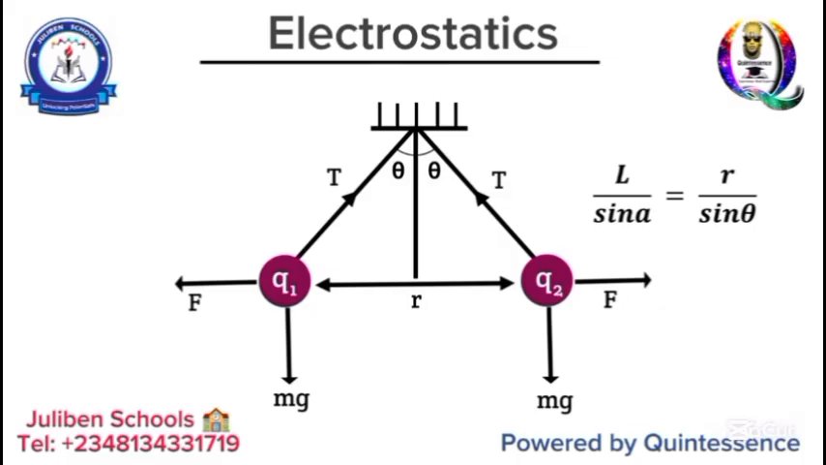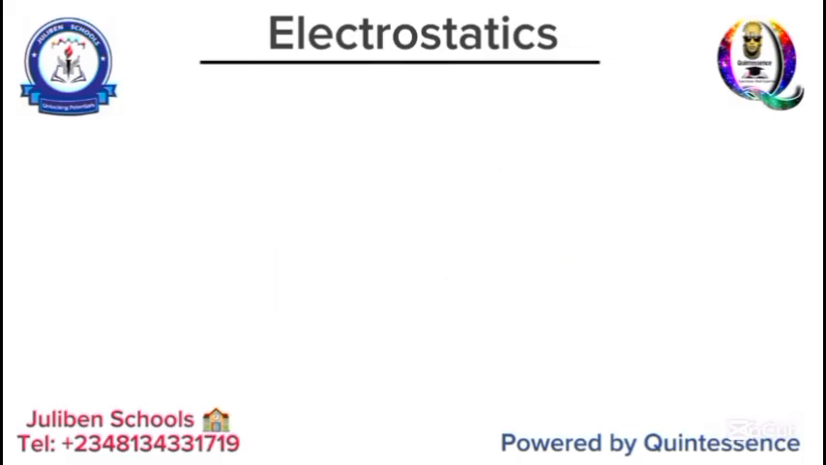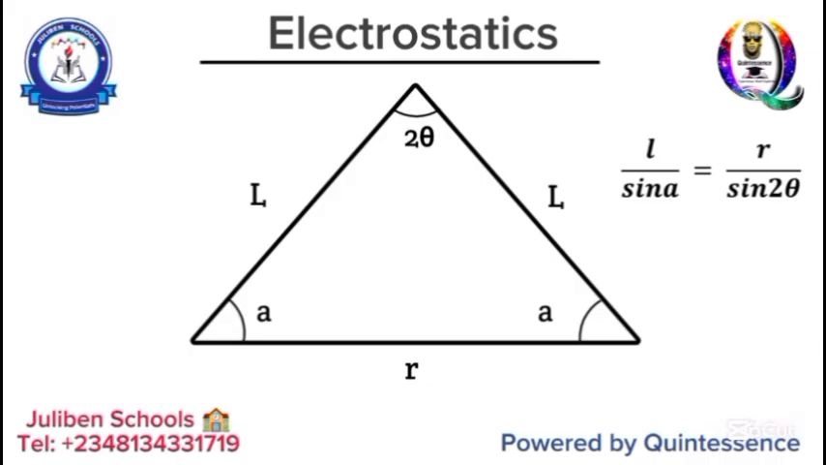So for you to calculate using sine rule, r is the distance between them, the length of the thread is at the two opposite sides, while the angle between them is 2 theta. Then the angles at the bottom are alpha, alpha. They have to be equal.